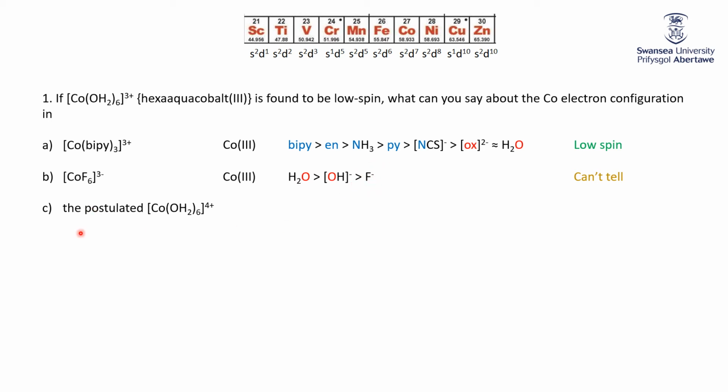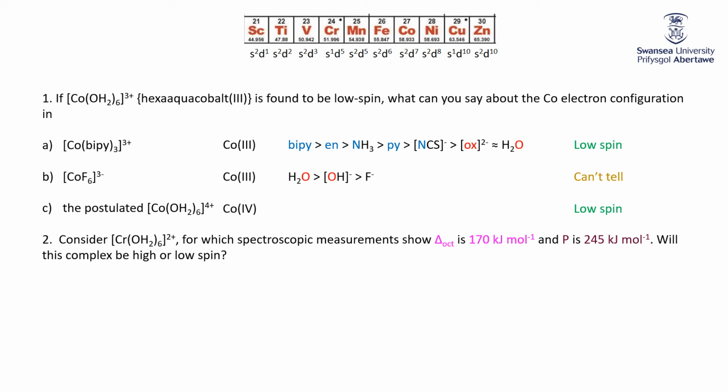Okay, now finally, Co(OH2)6 4+, there's 6 waters. Well, water is a neutral ligand, so if this whole thing is 4+, it must be cobalt 4. Now, if cobalt 3 with water is low spin, when you go to a higher oxidation state, you're more likely to be low spin. The higher oxidation state's a stronger field, so therefore you can immediately say that will be low spin. Cool?